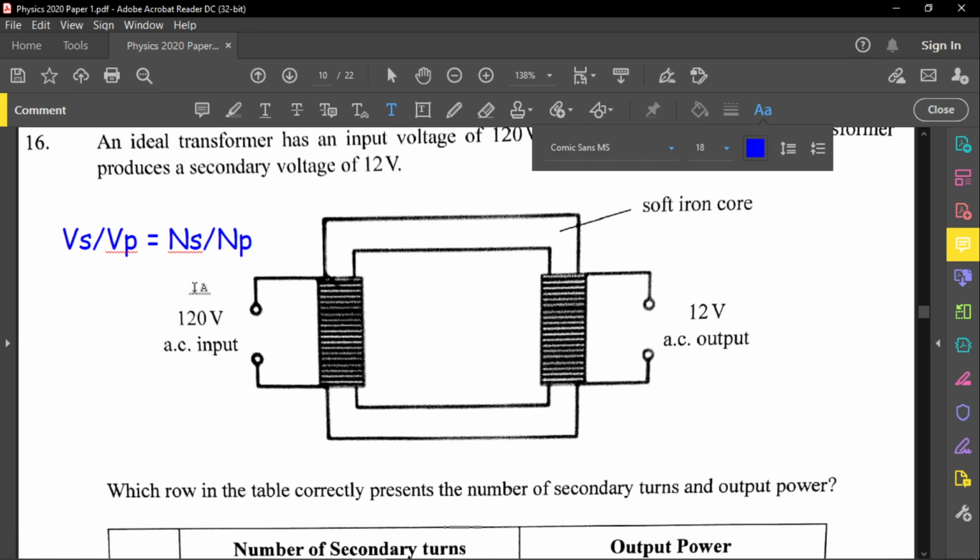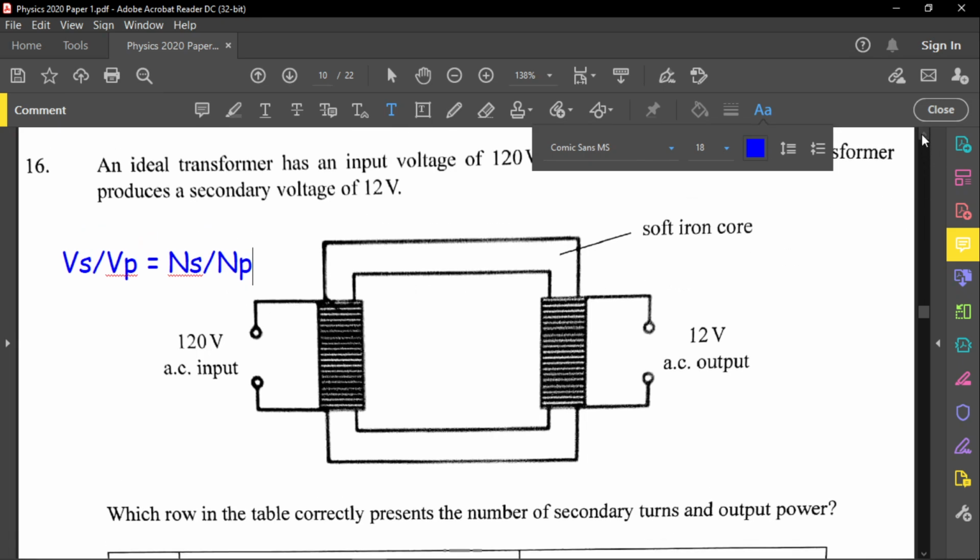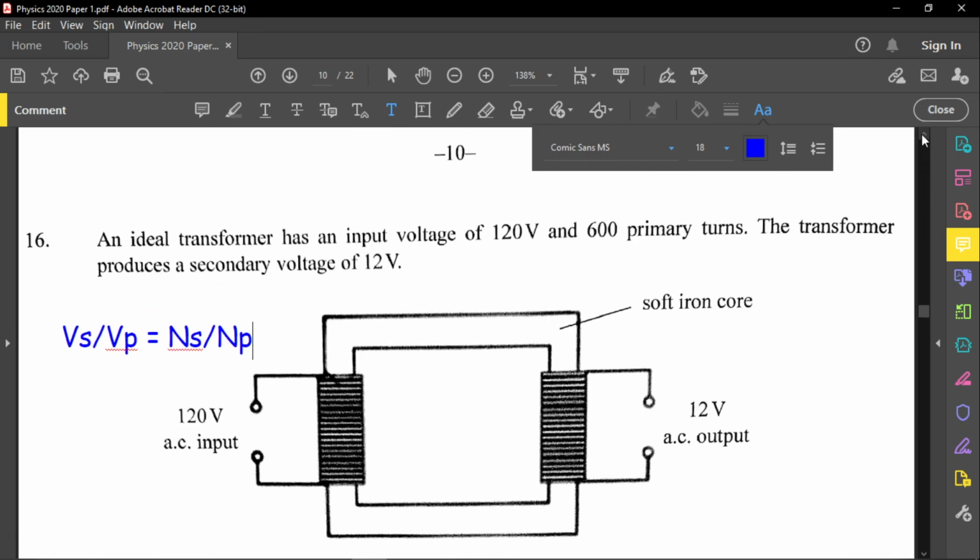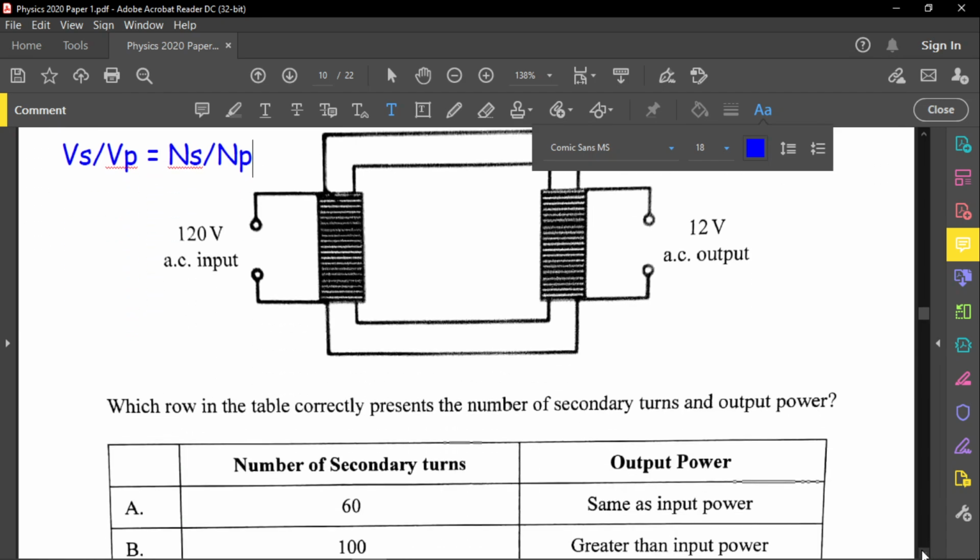And what we want to find here is our secondary turns. We want to find the turns on the secondary part. So let's go back to the question for your benefit so you see exactly what's happening here. Notice here we have the turns for the primary, we have the voltage for the primary, we have the voltage for the secondary, and they actually ask us to find the secondary turns. So the secondary turns is NS. S is for secondary, P is for primary, N is the number of turns, V is the voltage.